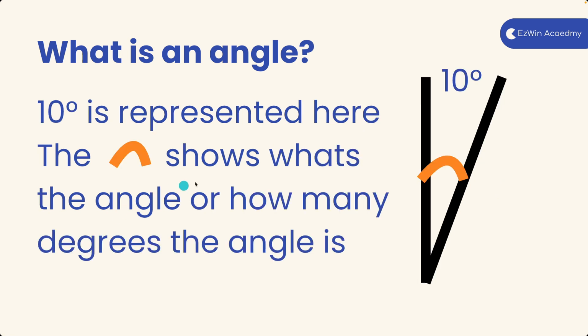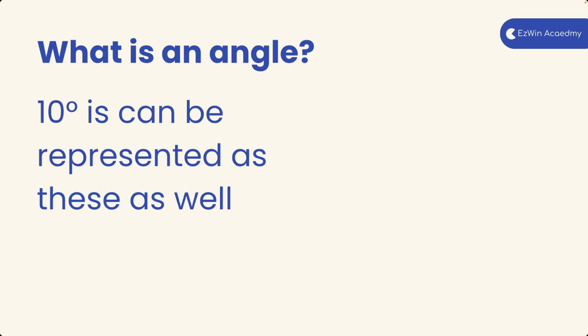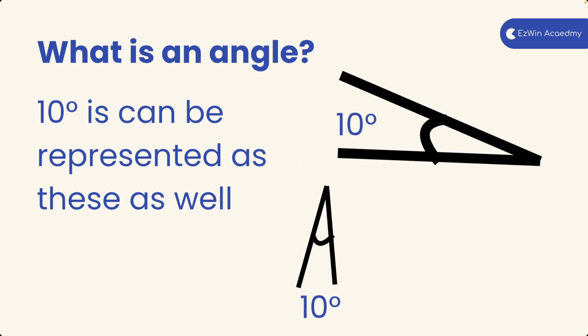This 10 degrees is represented over here, where this little orange curve shows how many degrees we need to turn to get 10 degrees. We call it the angle, as you see over here. Degrees are just a way for us to say how many turns we need to get a certain number of degrees. So 10 degrees can also be represented this way, and also this way, because what is important is the turns that we are making, no matter which direction we are pointing at. At the same time, it requires two lines as well.